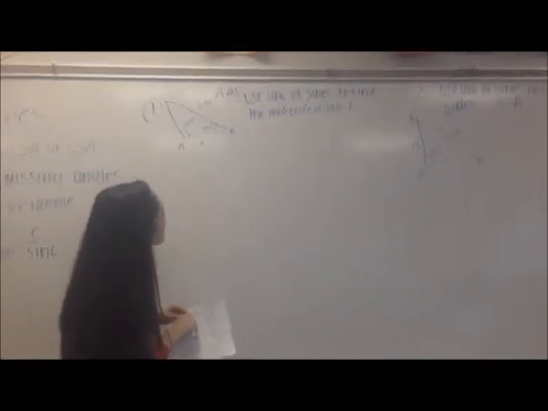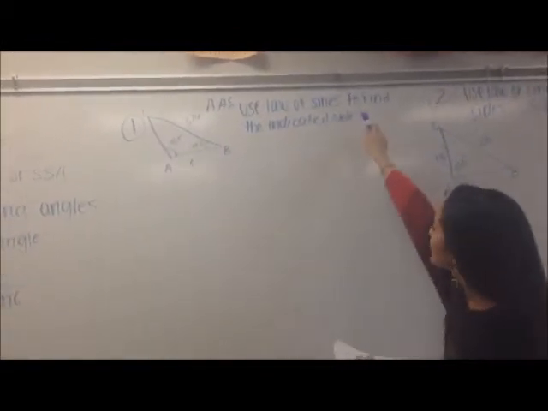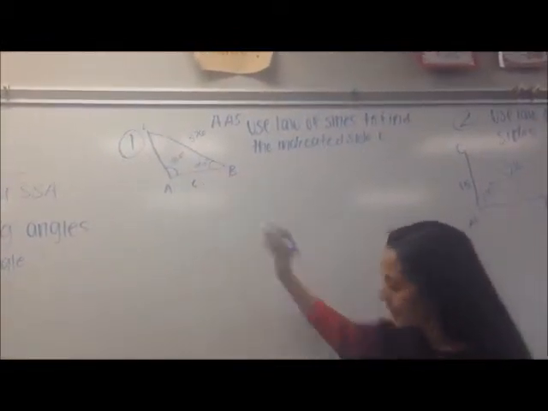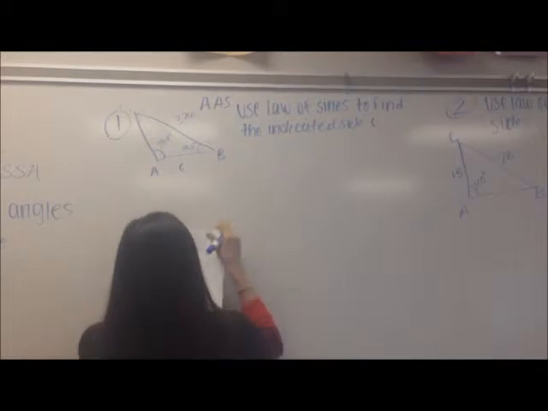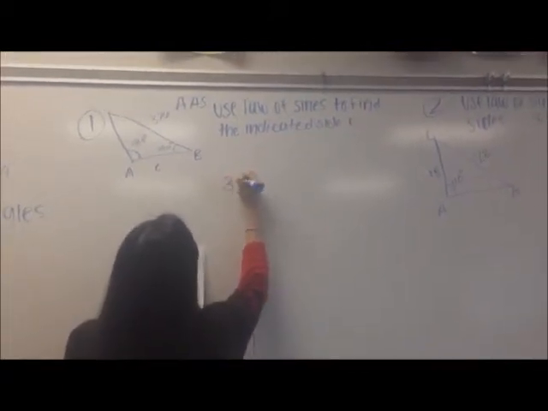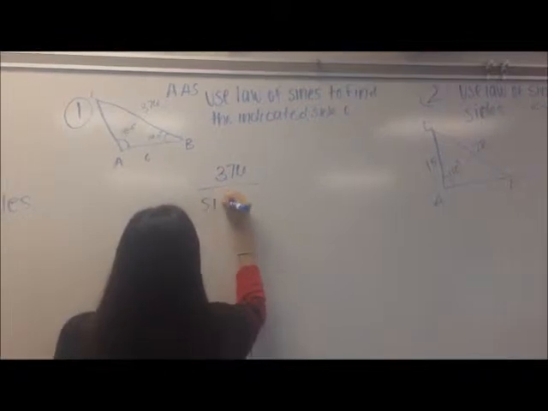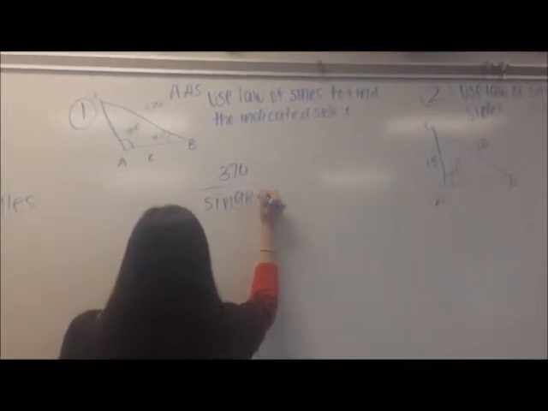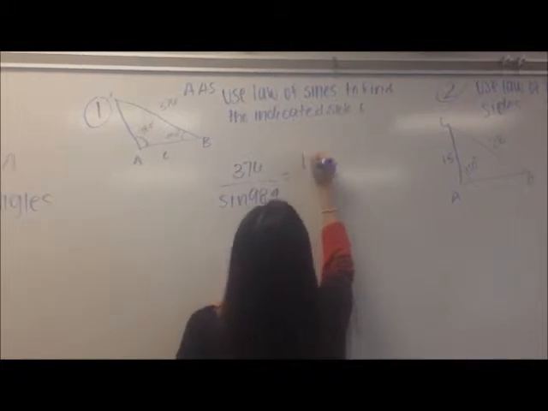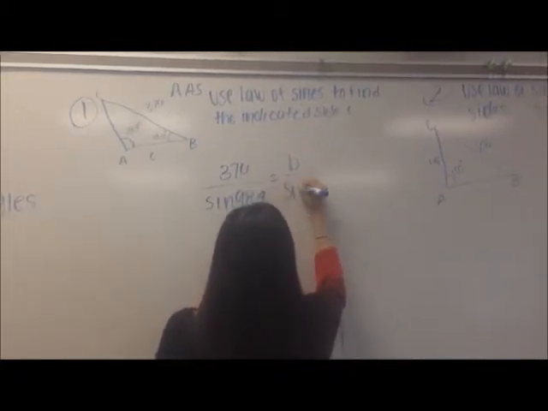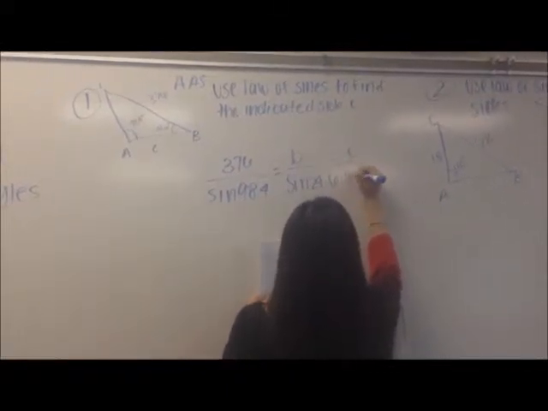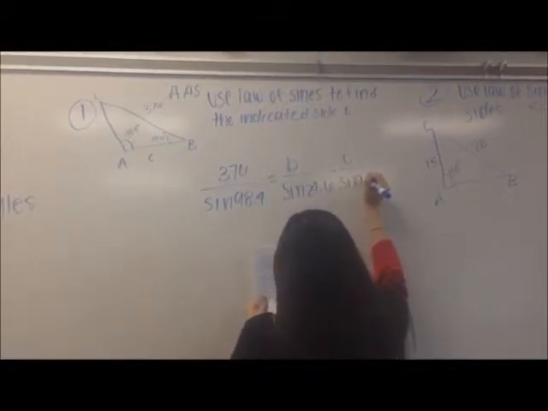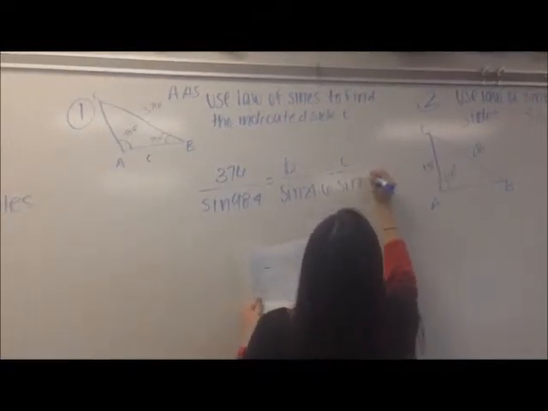For problem number 1, we have a triangle that is angle, angle, side, and we have to use the law of sines to find the indicated side, c, which is right here. So for that, we're going to fill out the formula. It's going to be 376 over sine of 98.4 is equal to little b, because we don't know what that one is, over sine of 24.6, which is equal to c. We don't know what that one is, and we don't know what the sine of C is.